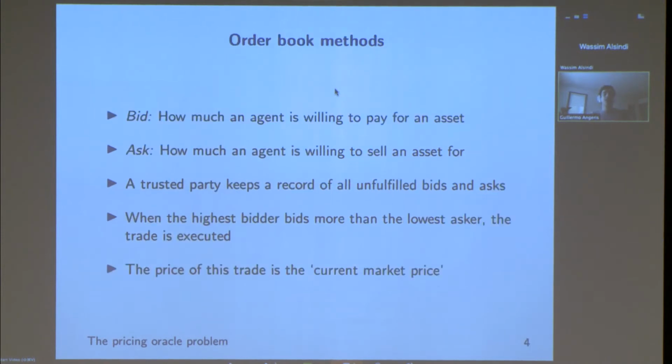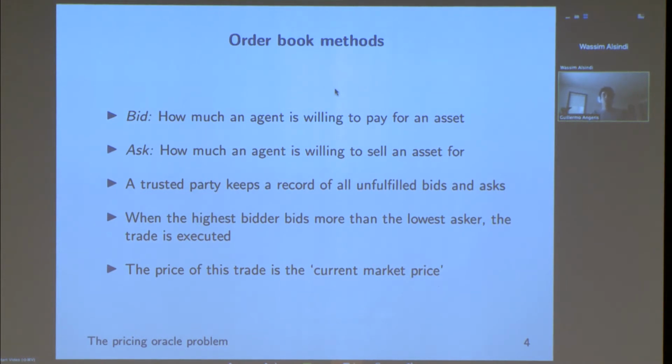In the order books, we have two types of orders. One is a bid, which is simply how much an agent is willing to pay for a given asset. And then the other one is an ask. And it simply says how much an agent is willing to sell an asset for. A given trusted party essentially keeps a record of all of these bids and asks.